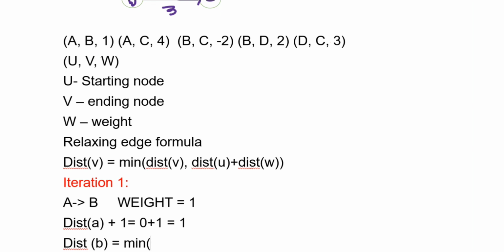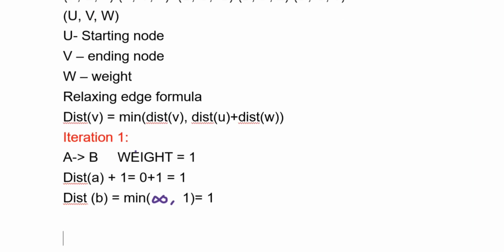Next, distance of B is infinity, so infinity compared with 1. The answer is 1. The formula is distance of B is equal to the minimum of distance of B, which is infinity, comma 1. So the answer is 1. This is iteration 1.